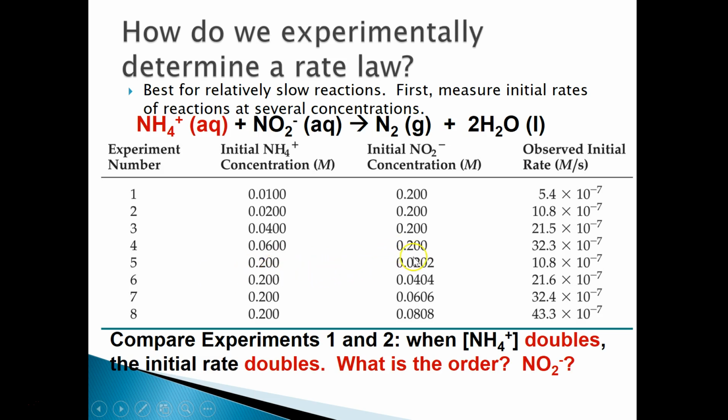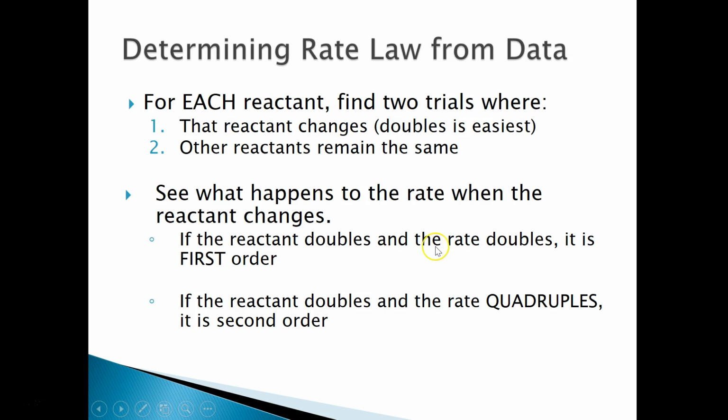So we see that in experiments 5 and 6, the concentration of nitrite doubles. And we see that the rate also doubles. So the order with respect to the nitrite ion will also be first order. So to do this, we're going to find two trials where the reactant we're interested in changes, and it's easy if we see the reactant doubling, and the other reactant remains the same. We'll see what happens to the rate when the concentration of the reactant changes.